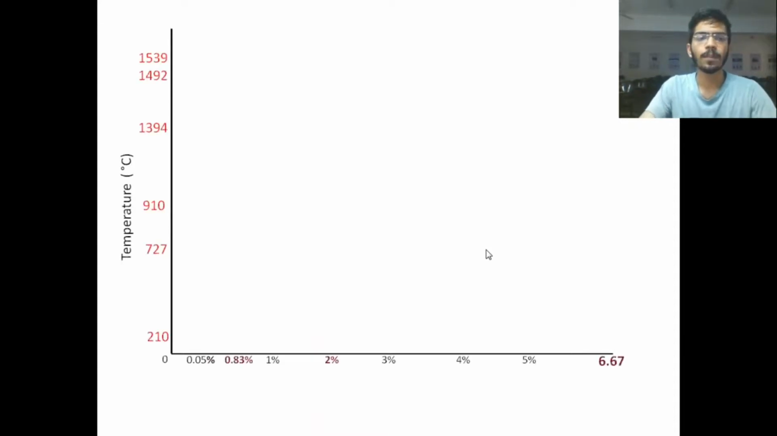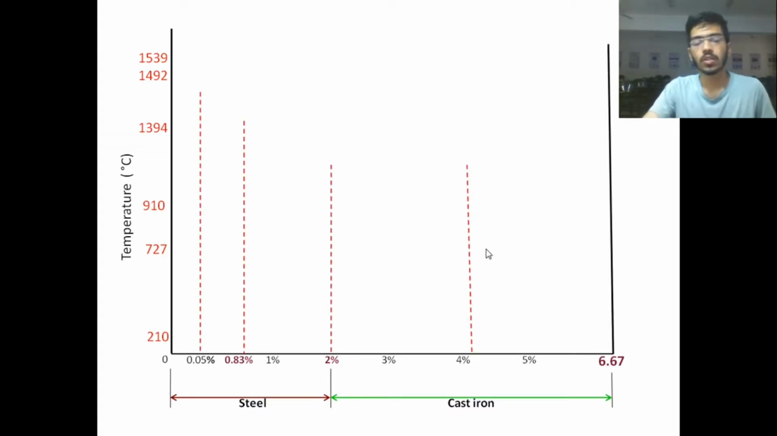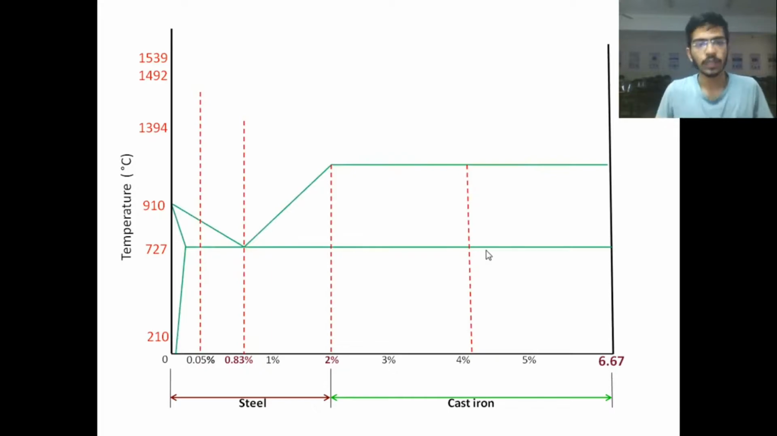The x-axis contains the carbon percentage and the y-axis contains the temperature. The x-axis contains 0 to 6.67% carbon and the y-axis contains 0 to 1539 degrees Celsius. When we talk about carbon percentage, 0 to 2% is steel and 2 to 6.67% is cast iron. So let's see the role play activity.